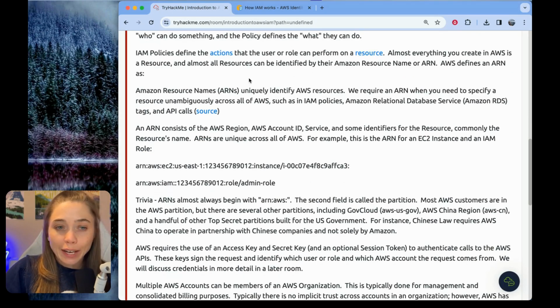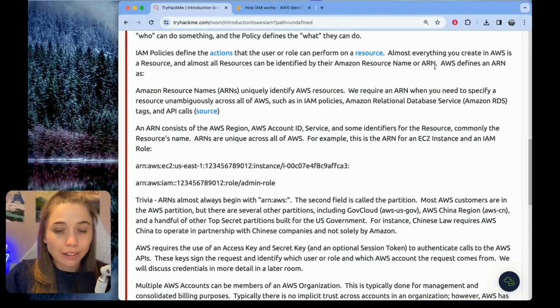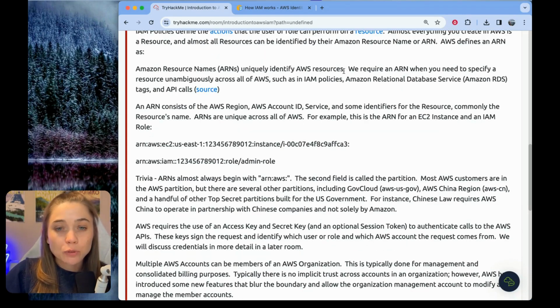Almost everything you create in AWS is a resource, and almost all resources can be identified by their Amazon Resource Name, or ARN. One time, me and a bunch of coworkers got in such a long discussion about whether you say ARN or ARN. I always say ARN, so let me know in the comments if you think that's the wrong way of going about it. ARNs uniquely identify AWS resources. Remember that an ARN is a unique identifier. We require an ARN when you need to specify a resource unambiguously across all of AWS, and you'll use ARNs in places like IAM policies to specify an action in relation to a specific resource identified by ARN, tags, and API calls.